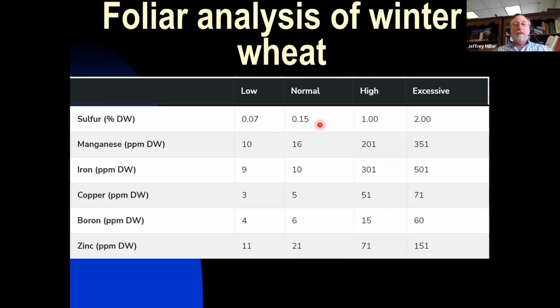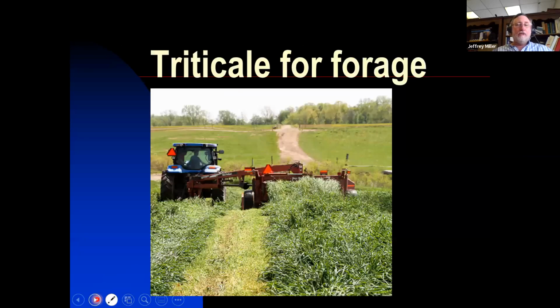Sulfur, the level that you want in that leaf that's normal, optimal, is 0.15% by dry weight. So, again, what I would say is maybe somewhere you're going to find that you're in this excess category, and that's also very good information for you.